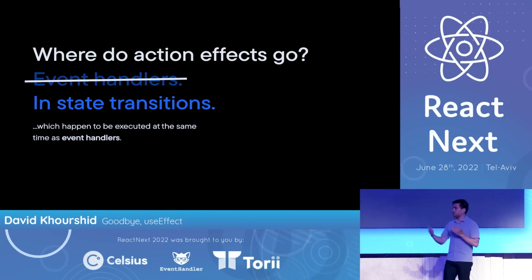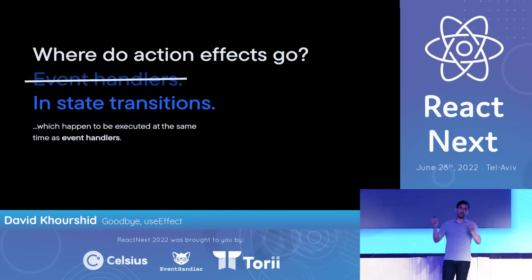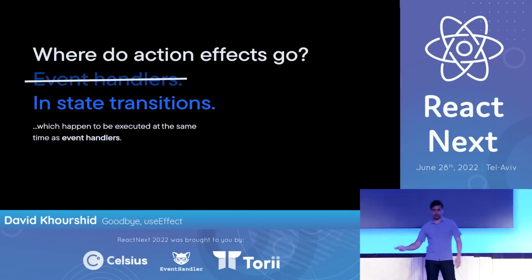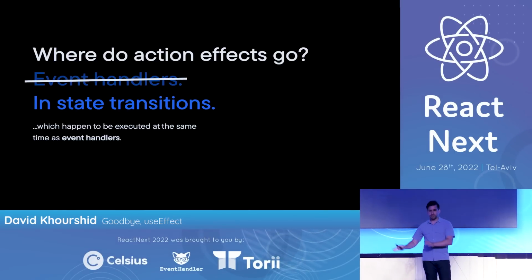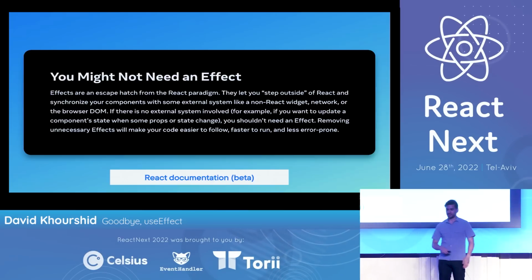So again, if you take one thing from this talk, it's that you should be moving your action effects as close as possible to when the event occurs. So you could use a state machine if you want, or for now, you could start with just putting it inside of event handlers when you can.